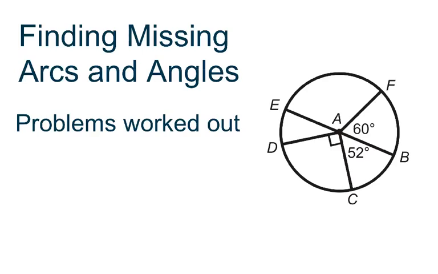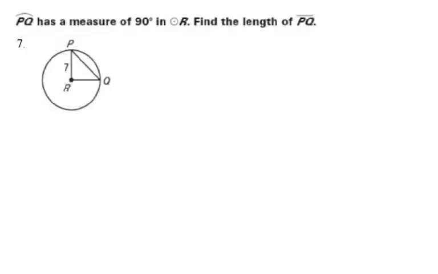In this video, we're going to go through a set of example questions dealing with how to find arcs and angles when given central angles. For this first problem, we are given that arc PQ has a measure of 90 degrees. Find the length of PQ. So we're looking for this length here.